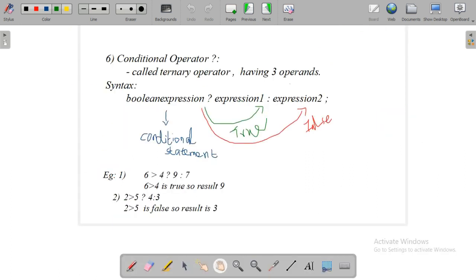The next one is a conditional operator. Conditional operator means question mark and colon. Together it is known as conditional operator. So this belongs to ternary operator because it requires 3 operands. Having 3 operands, that's why it is a ternary operator or a conditional operator.